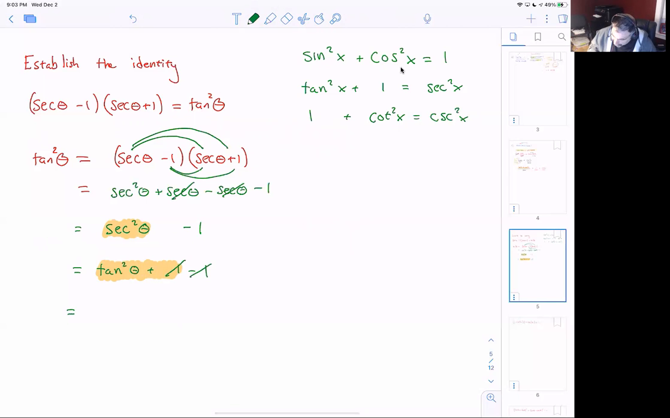So I am left with tangent squared theta. And that means we have shown that the left side, tangent squared theta, and the right side have the exact same value. So the idea here is using factoring and foiling in some of the examples we're going to be looking at. So here's the first one.